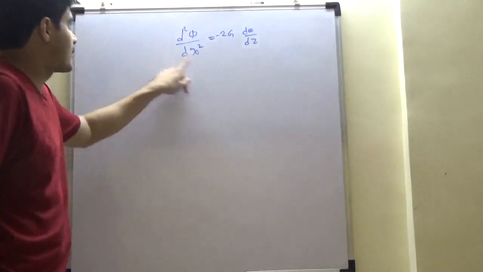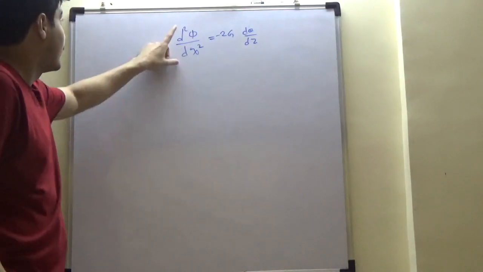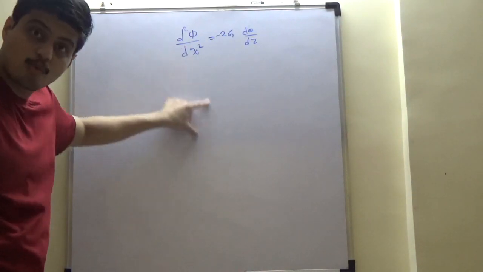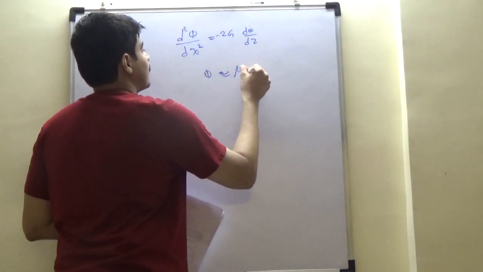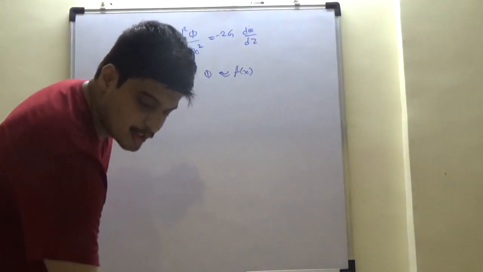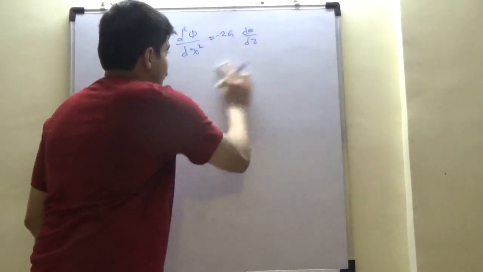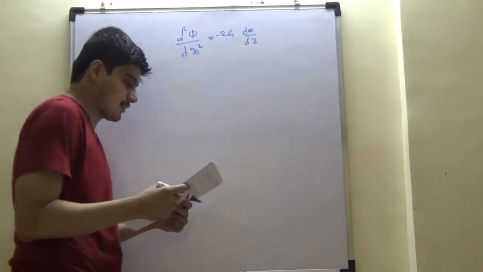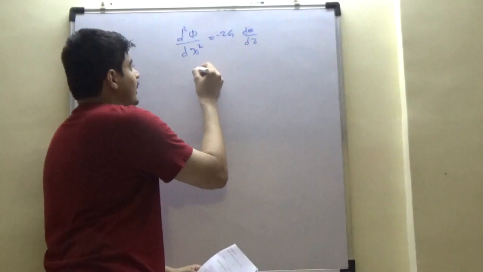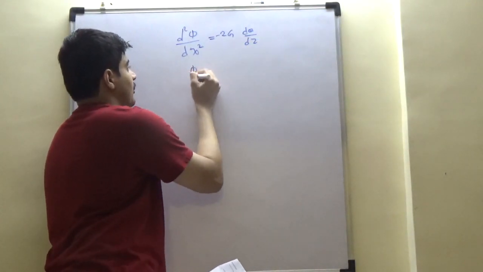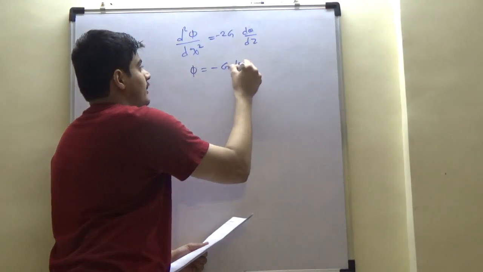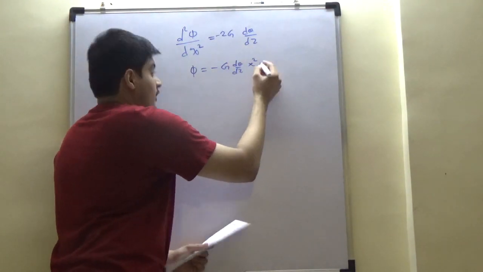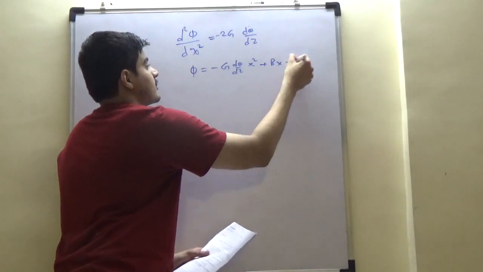My problem becomes as simple as this: d square phi by dx square, because y variation of phi. So phi is approximately a function of x, because g of y variation is negligible. That's the first assumption of thin sheets. Then if you integrate this, since this is constant, phi is going to be minus g d theta by dz x square plus bx plus c.